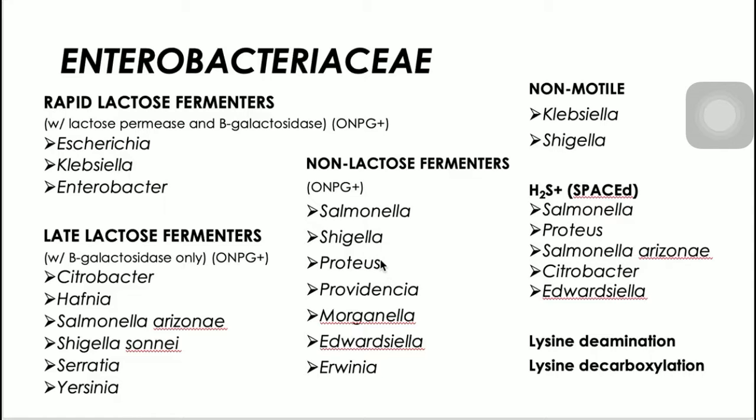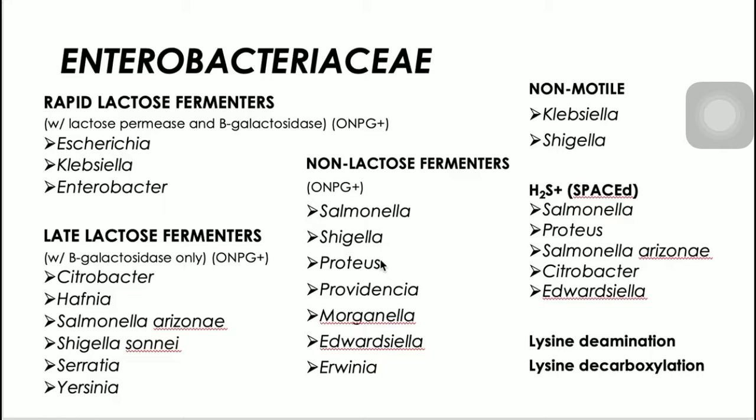So para po sa mga rapid lactose fermenter, these organisms are producing both lactose permease and beta-galactosidase. And since they are producing beta-galactosidase, the test for it is ONPG. So, ONPG positive po yun. So, for easier memorization, we have ECK as our mnemonic. So, we have Escherichia, Klebsiella, and Enterobacter.